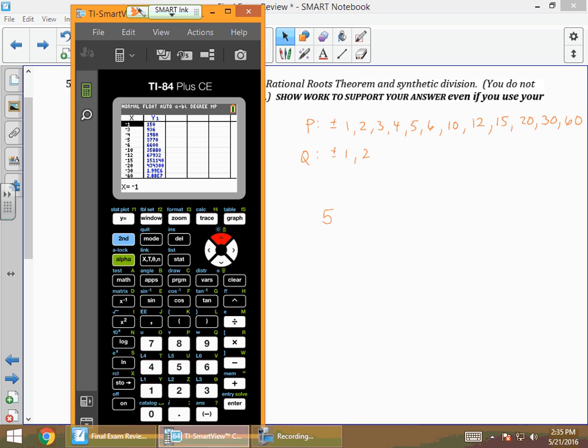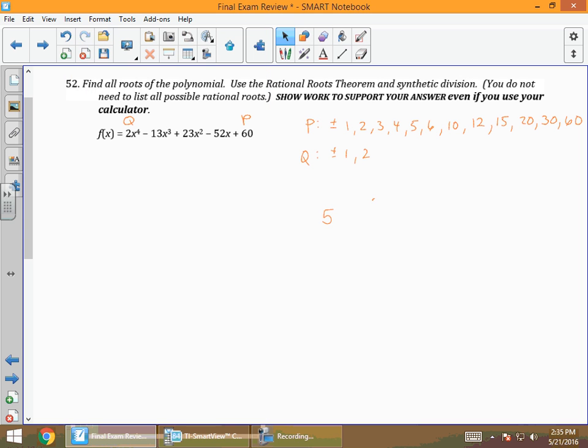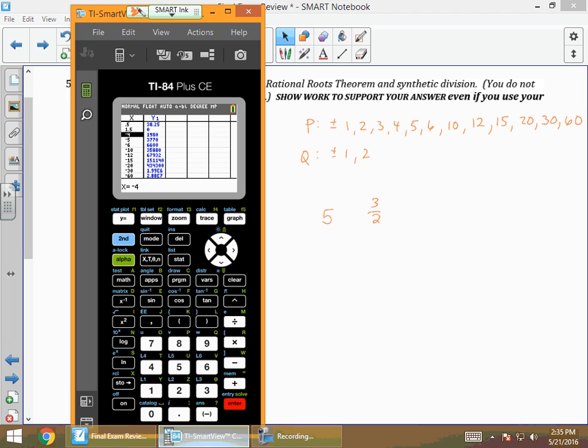Let's try these over 2. Let's go 1 over 2. Didn't work. 2 over 2 is 1. I've already checked that. 3 over 2. That one worked. So I know it's 2x to the 4th. I need 4 of them. I have 2. Try a couple more. 4 over 2 is 2, and I've already checked that. 5 over 2 doesn't work.